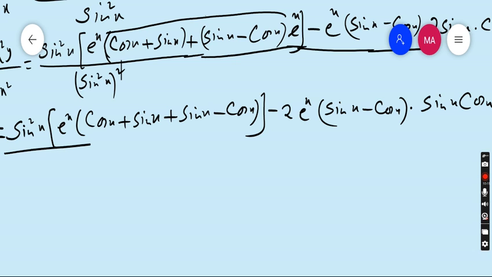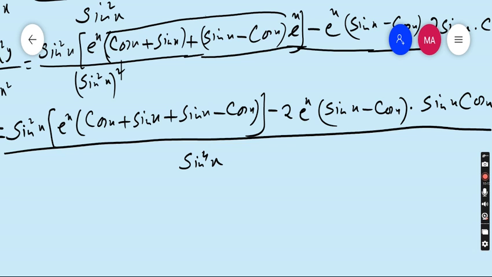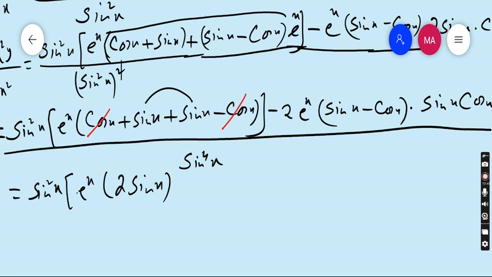And upon sin 4x, because sin square to square is sin 4x. Now if you see carefully, this cos x cancels by this cos x. So we have sin square x times 2 sin x. Okay, I hope you completely understand.